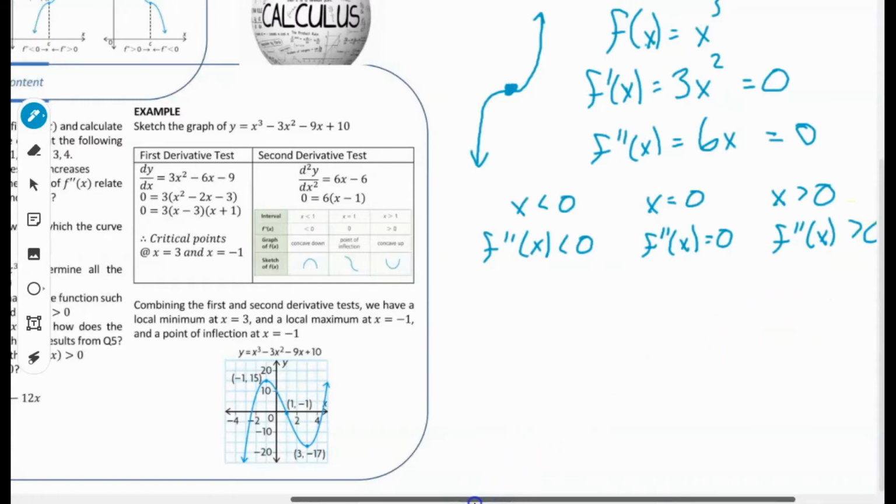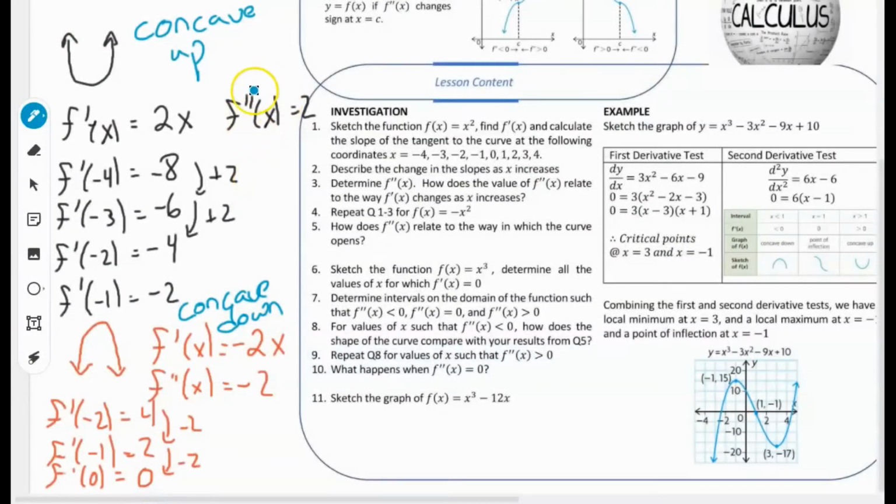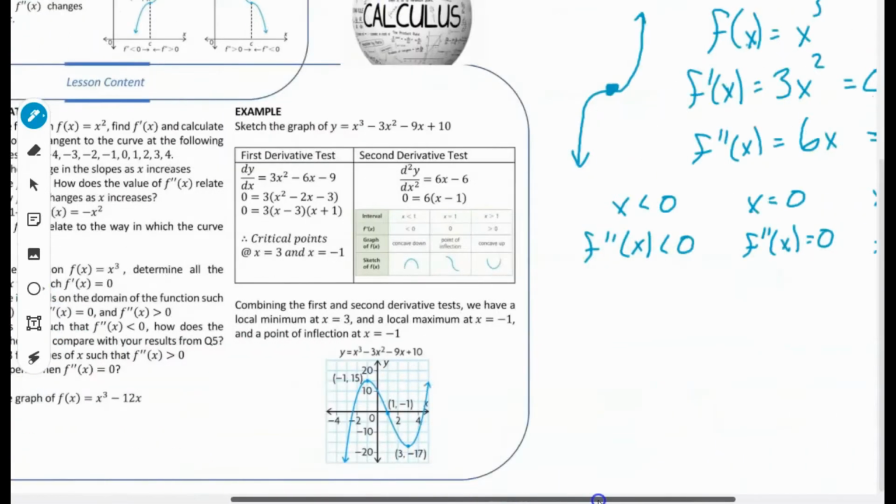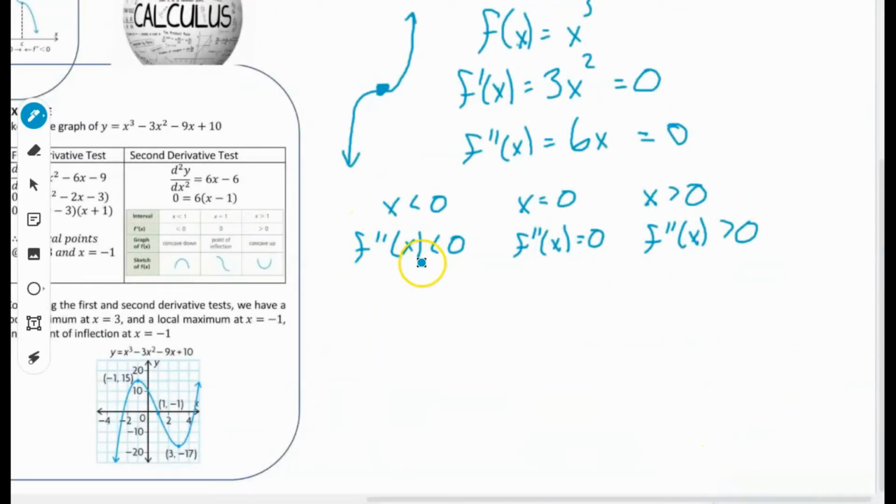Okay, so what does this tell us about before? Before, when the second derivative was positive, we got this concave up shape. And when it was negative, we got this concave down shape. So what do we know? If it's negative, we're going to get this concave down shape. And when it's positive, we're going to get this concave up shape. Okay, and you can see that right here. This one is when it's negative, and that's a concave down. And then we switch from a concave down to a concave up.